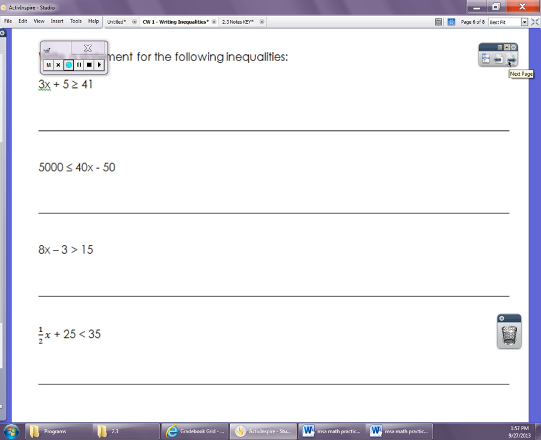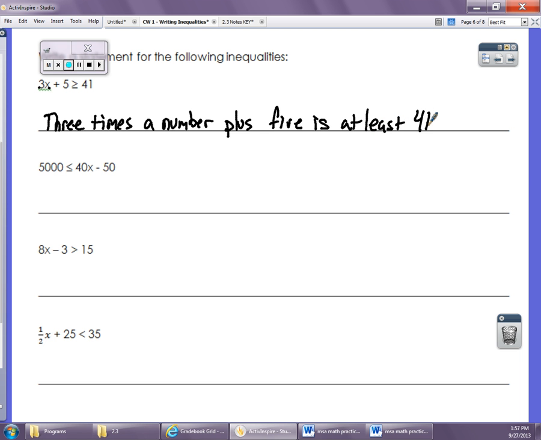So the first one, it says 3x plus 5, our inequality symbol, 41. Well, this means 3 times a number, plus 5, is, we could say, greater than or is at least 41. That means it can be anything greater than 41.